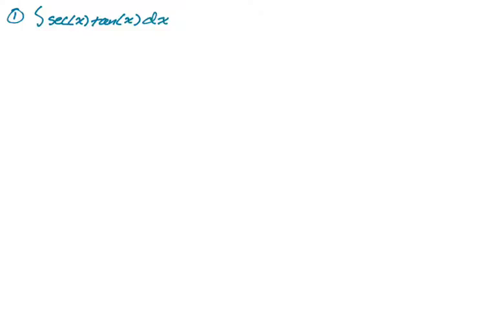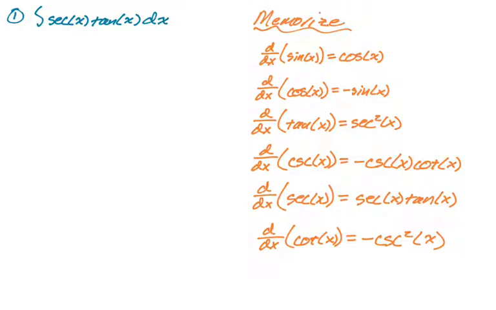You need to memorize the derivatives of the trig functions, because if you don't have the derivatives memorized, you're not going to recognize them to find the antiderivatives. The derivative of sine is cosine, cosine is negative sine, tangent is secant squared, cosecant is negative cosecant cotangent, secant is secant tangent, and the derivative of cotangent is negative cosecant squared. They're all super important, but one thing you really want to notice is that the derivatives of all the cofunctions are negative. That's going to be super important.